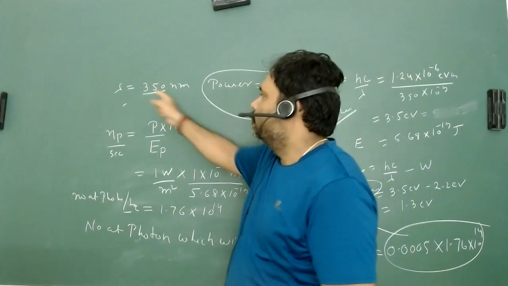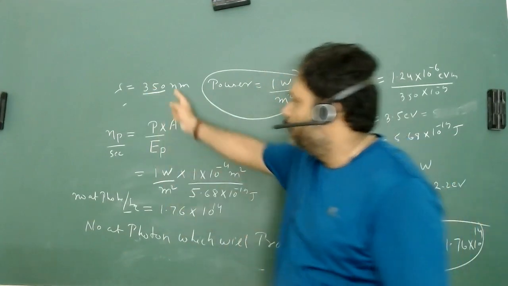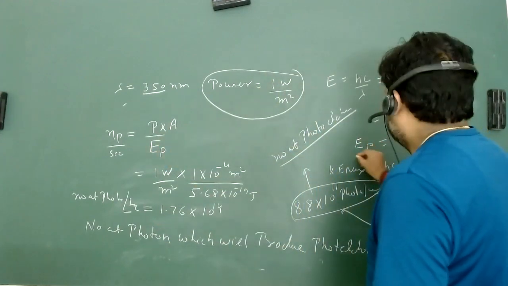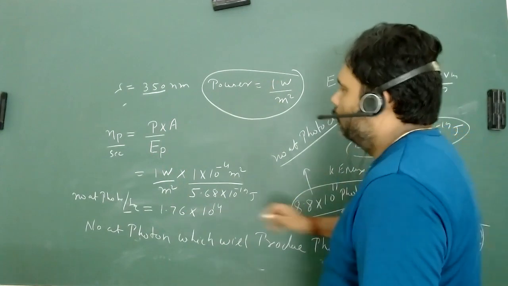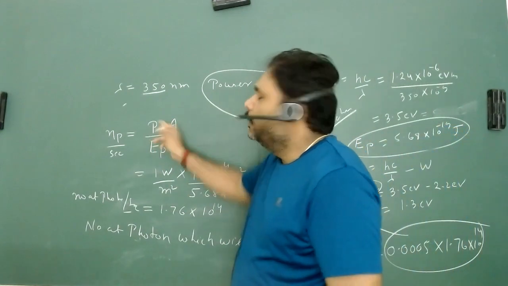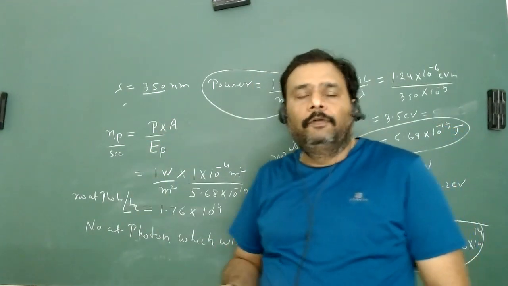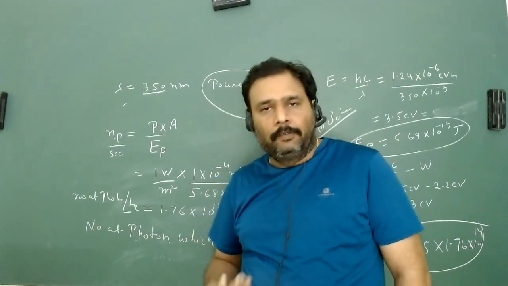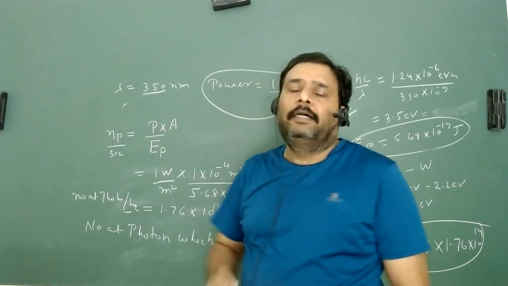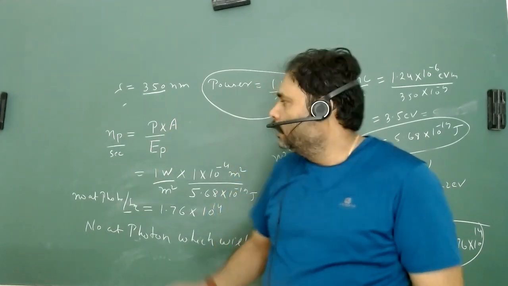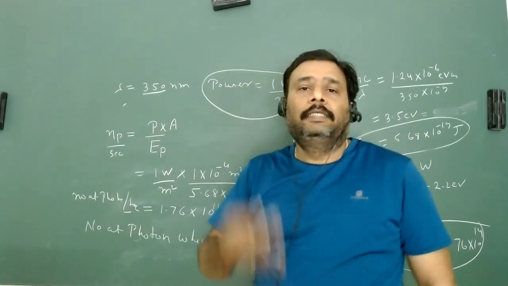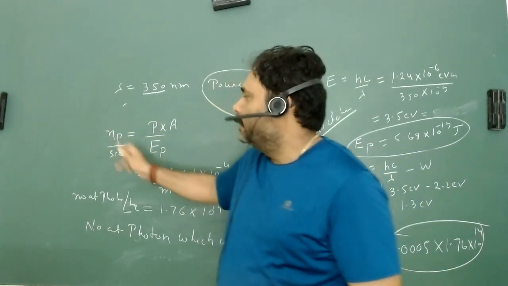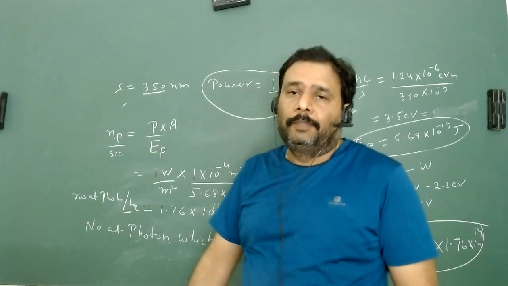Which wavelength is this? One particular photon has this wavelength, so we have calculated this energy, which is the energy of a photon. Power into area gives energy per unit time, since power is energy per unit time per unit area. Divided by the energy of one photon, it is number per unit time, so this is nothing but the number of photons per second.